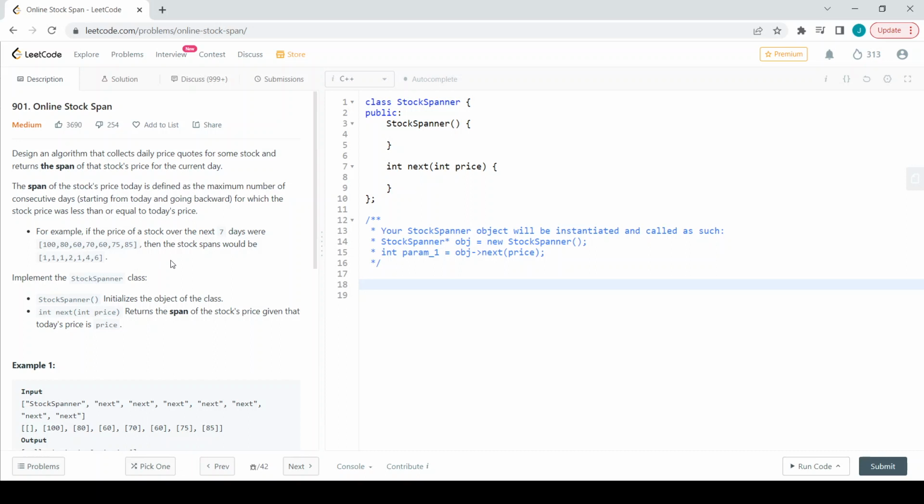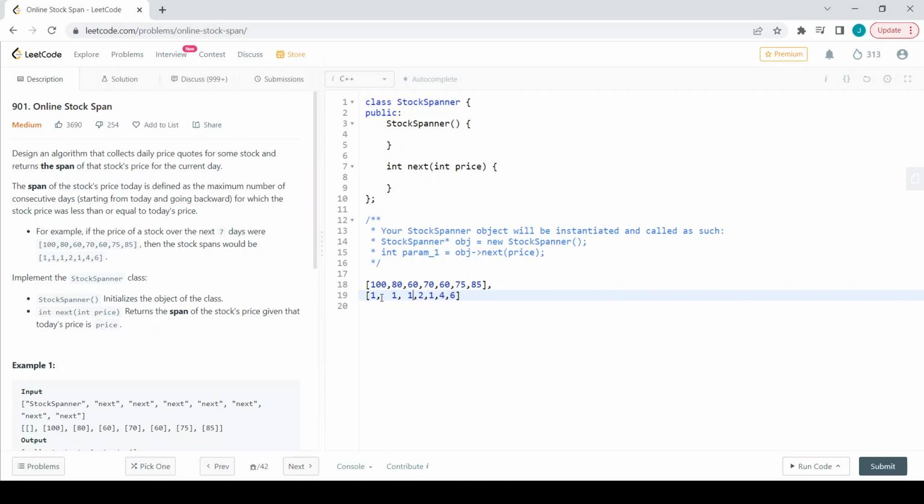For today's price, the previous stock prices should be less than or equal to it, and we have to find the number of consecutive prices which are less than or equal to today's price. That is what the problem states. Let us trace this example, then it will be a clear understanding. So this is our example.